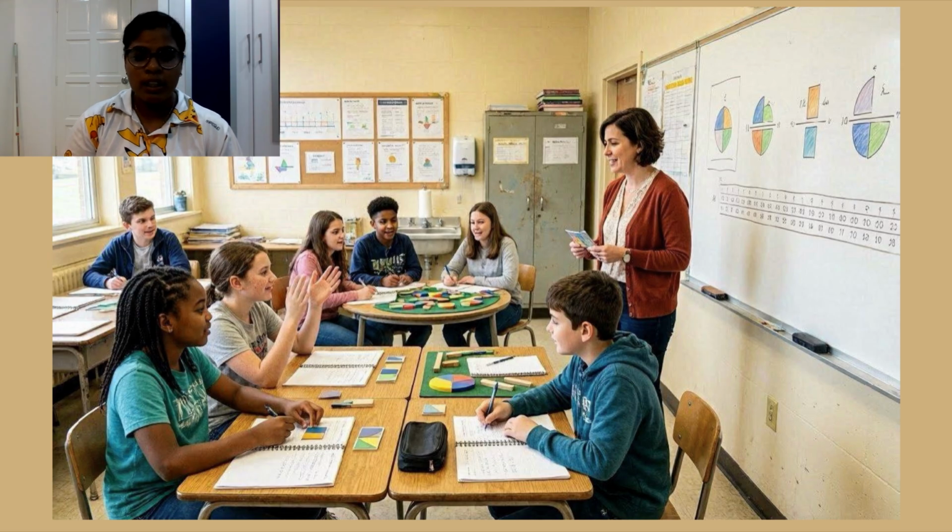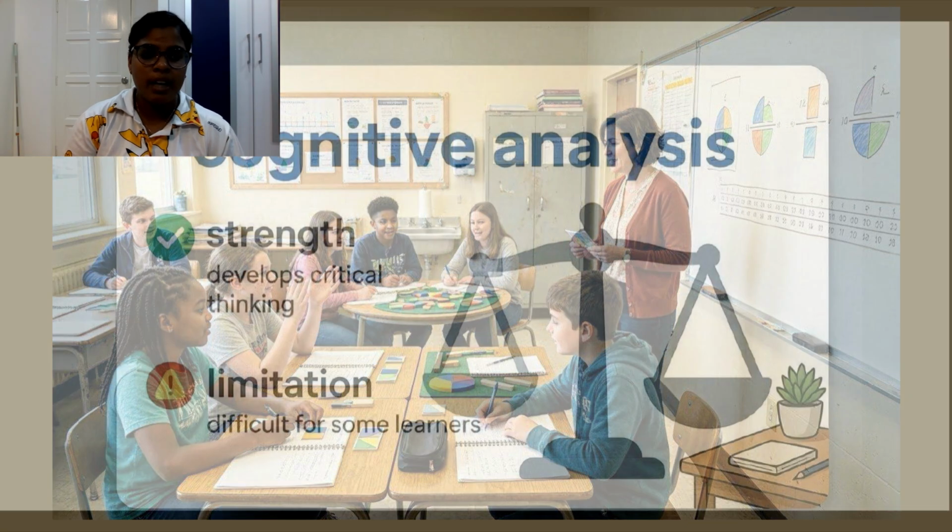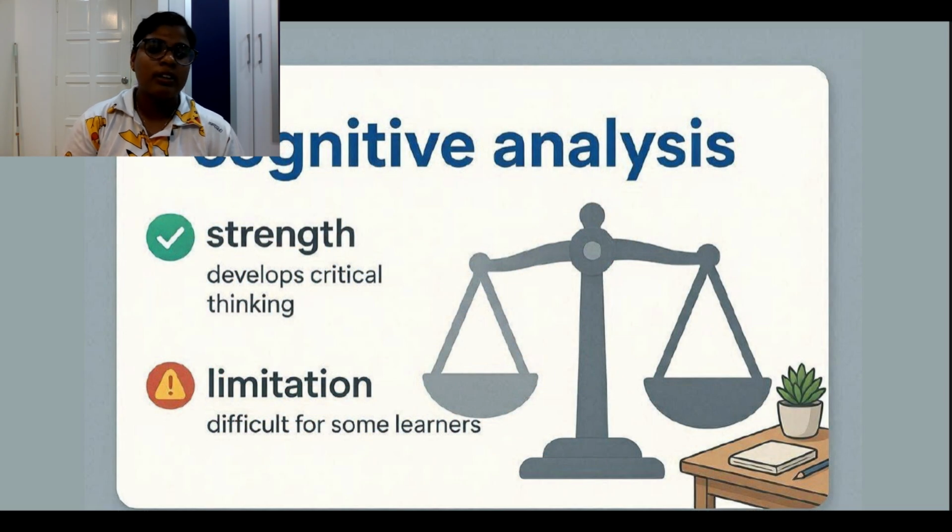Teachers also ask open-ended questions such as, why do you think this happened? Or, can you explain your answer? These questions help students develop critical thinking and reasoning skills. The cognitive learning theory has many strengths. An important strength is that it develops higher order thinking skills such as analyzing, evaluating, and problem solving. Students become active learners because they participate in discussion instead of only listening to lectures. They also understand concepts more deeply, which helps them remember information for a long time.